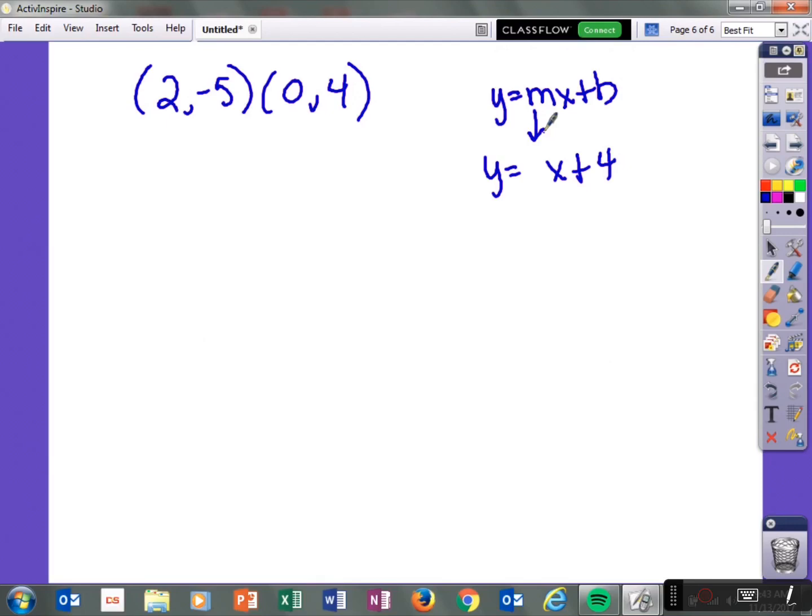Is it negative 9 over 2? Negative 9 over 2. Okay, x1, y1, x2, y2: 4 minus negative 5, 0 minus 2. That becomes a plus, right? 9 over negative 2. Will that reduce? No. But we're going to put the negative in the middle.